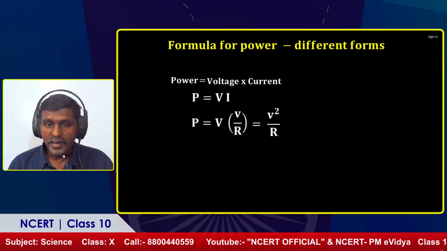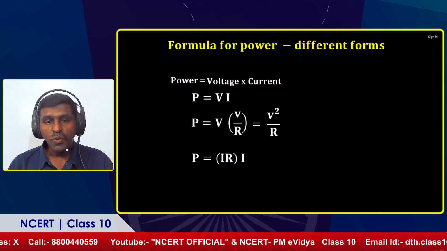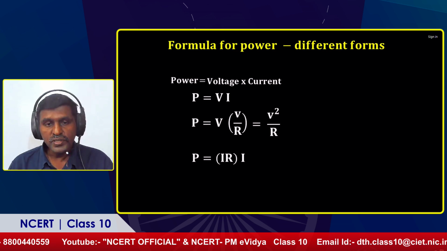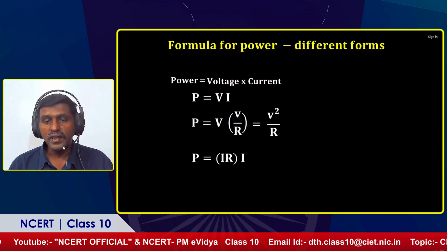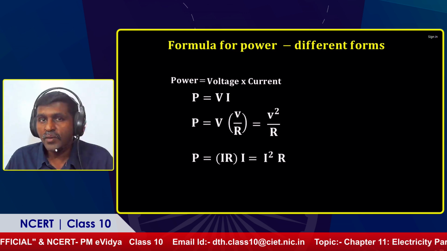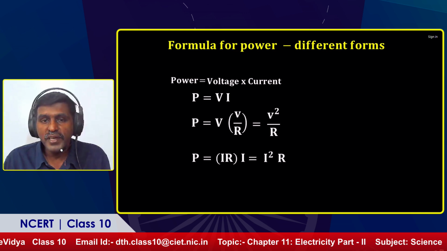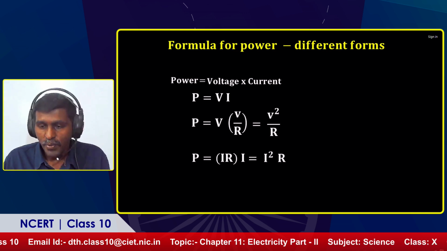Similarly, if current is there and voltage is not there, we can use Ohm's law, substituting V is equal to IR. So we will get I square R. So these are the different forms; whatever value we know, from that we can calculate the power.